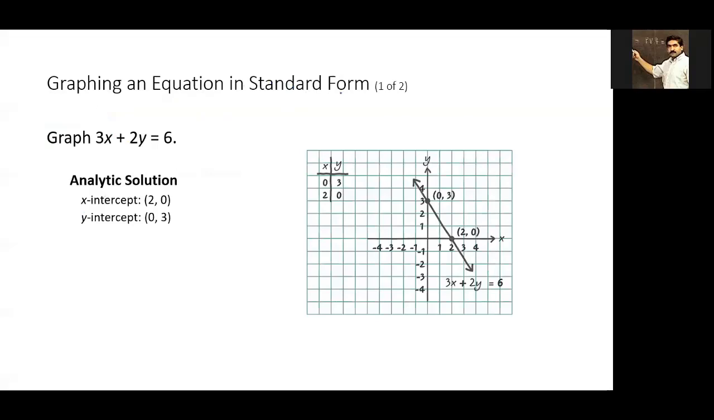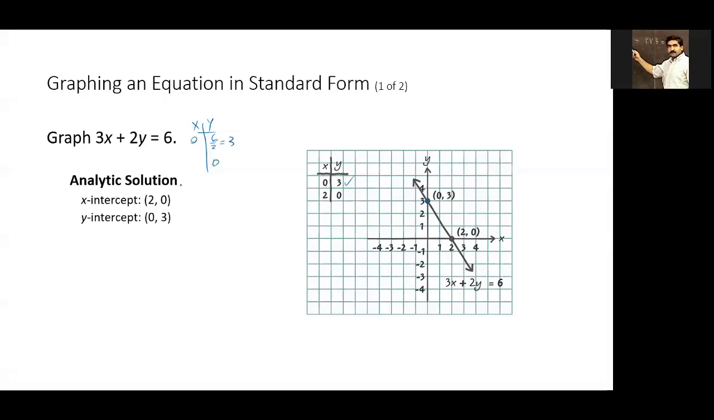Graph an equation in standard form. 3x plus 2y is equal to 6. The best points to look for would be the x and y intercepts. So if I let x equal to 0 and solve for y, I would get y is equal to 6 over 2, which is 3. So I can see my y-intercept is (0, 3). This is where my line is going to intercept the y-axis.